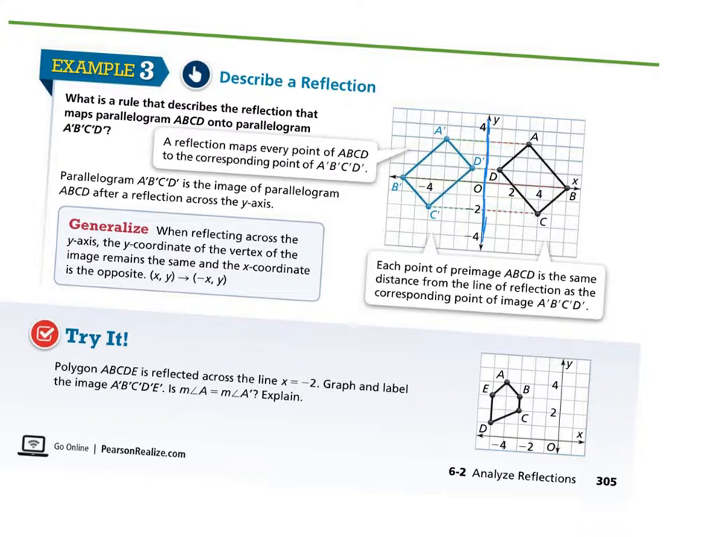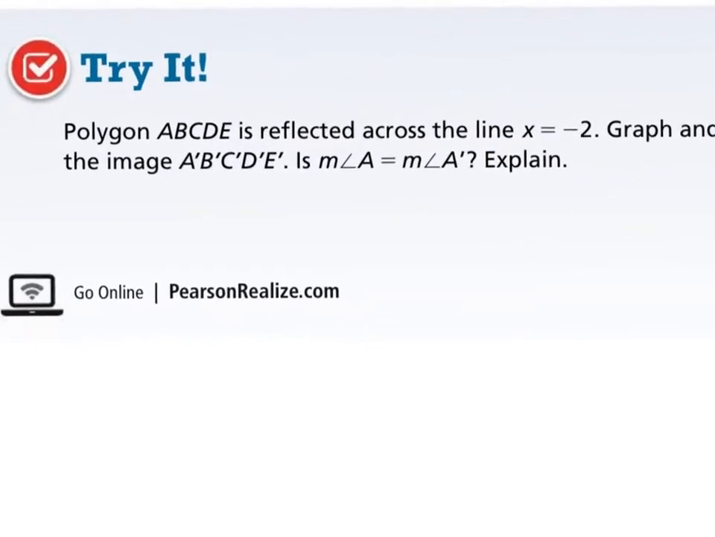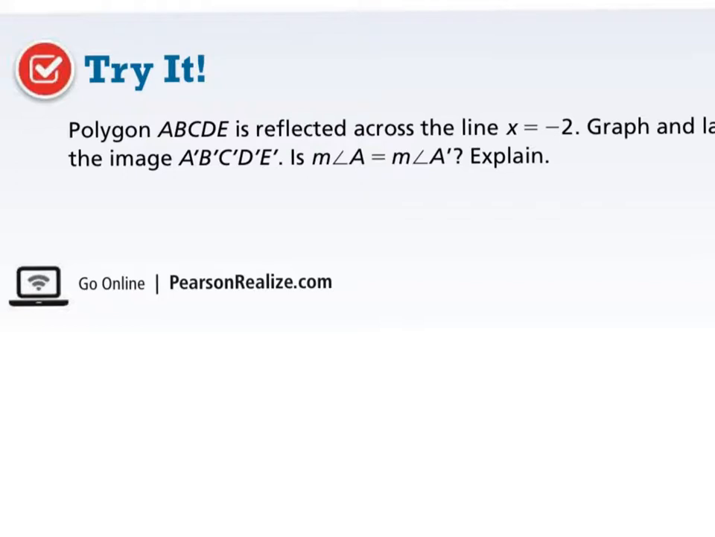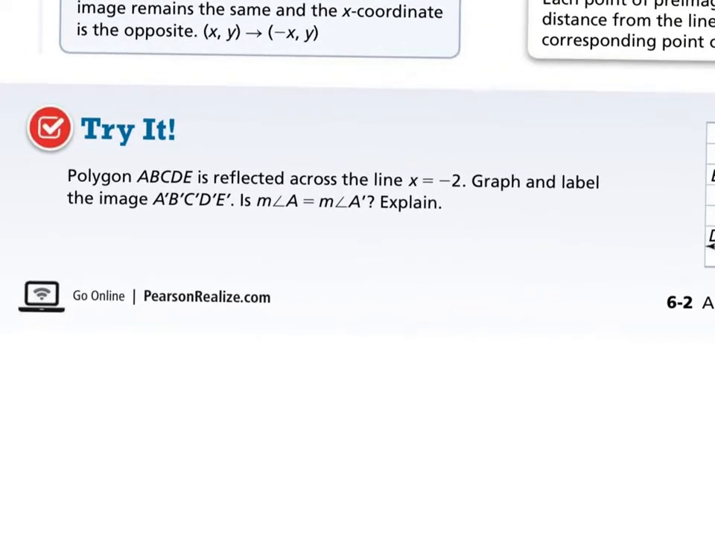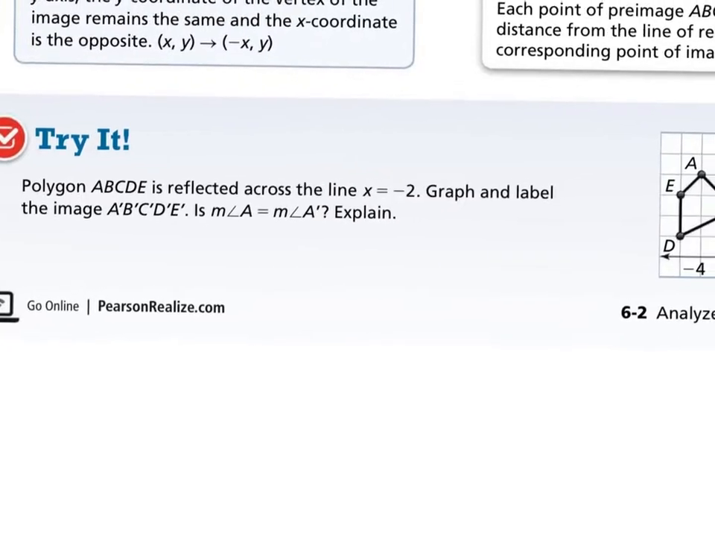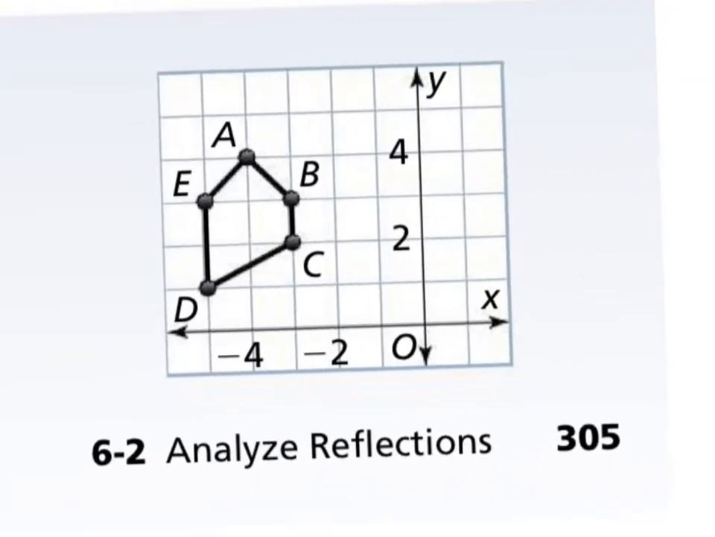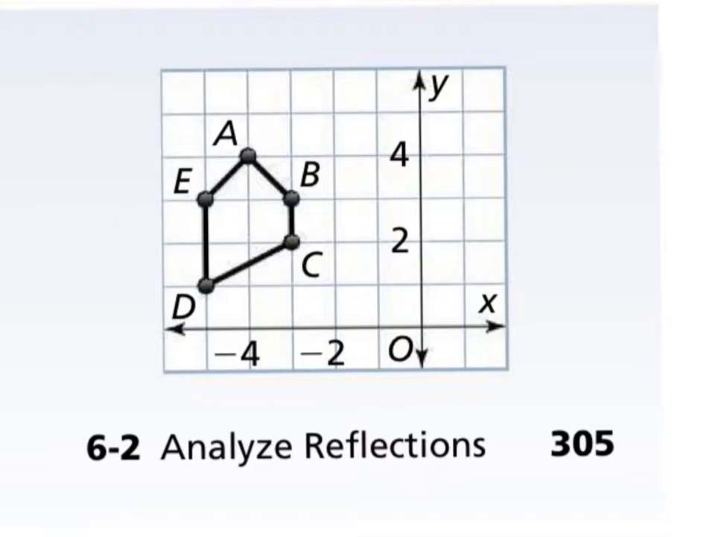I don't know that we've done this type of thing before. This is another possibility. On the try it, we have a polygon that's reflected across the line x equals -2. And they want us to graph that new image. So x equals -2. Think about some points where x is -2. Well, (-2, 0), (-2, 1), (-2, 2). Those are all points where x is -2. So x equals -2 is actually a vertical line here.